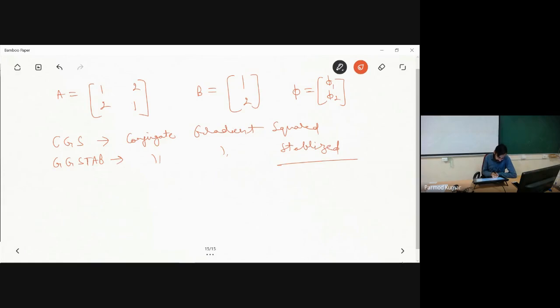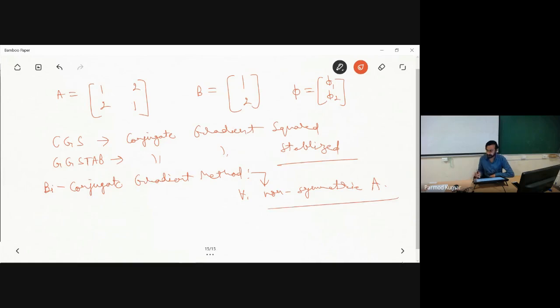Apart from that, there is one more important method, which is nothing but biconjugate gradient. The biconjugate gradient method is the variant of the conjugate gradient method which is applicable for non-symmetric A. Okay, so this is also something which we will not deal with here in this particular course.